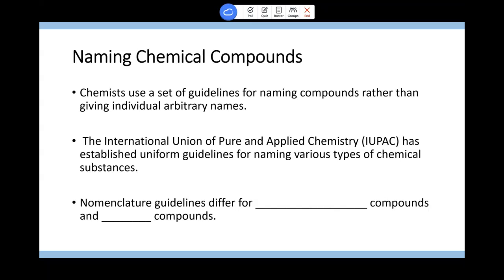So the nomenclature, or the way we name molecules and compounds, these guidelines differ slightly for molecular, or in other words, covalent compounds and ionic compounds. They are similar, but not quite the same. So this section is about molecular or covalent compounds, and then we have another section about ionic compounds.